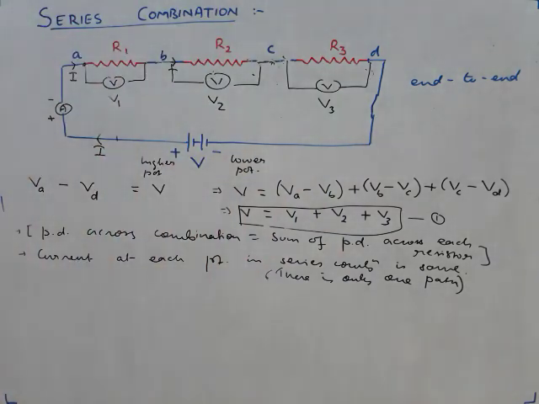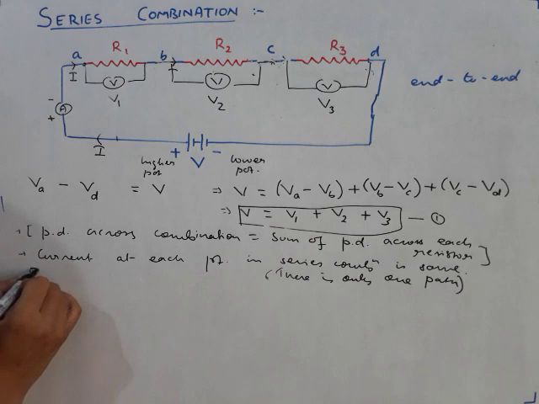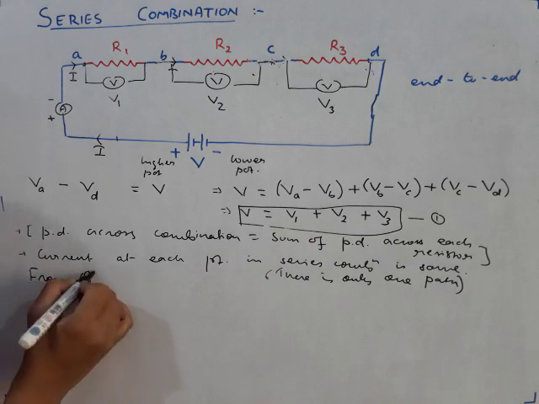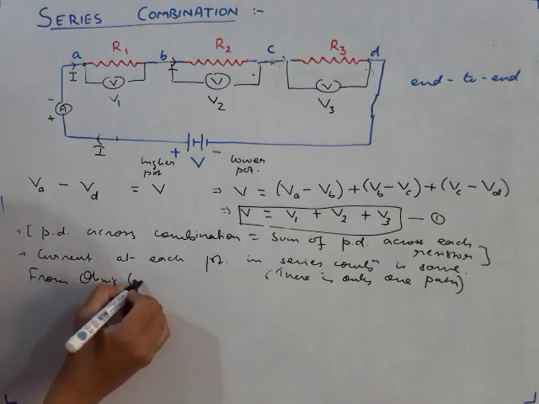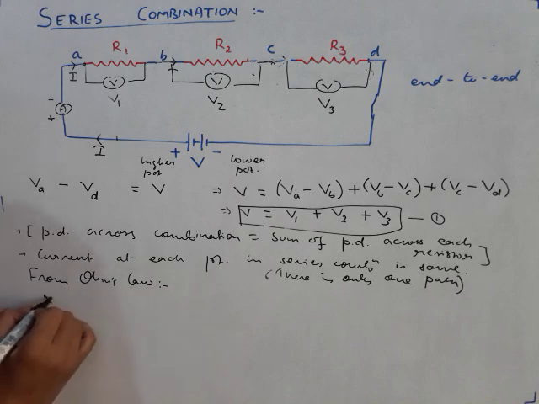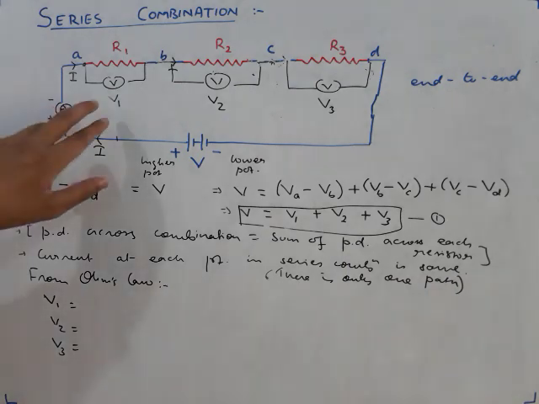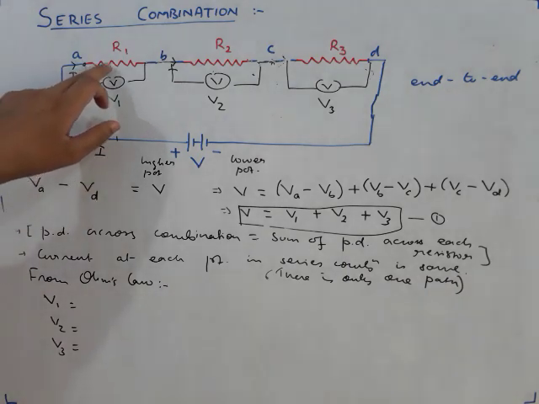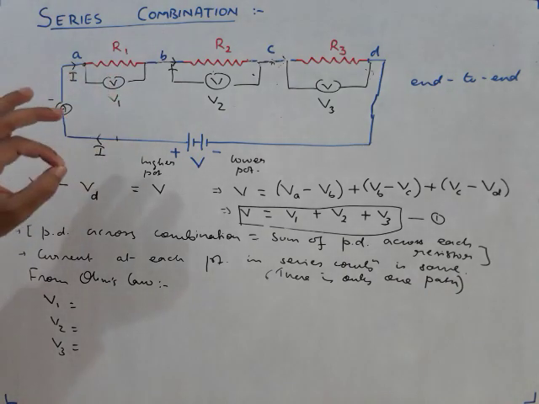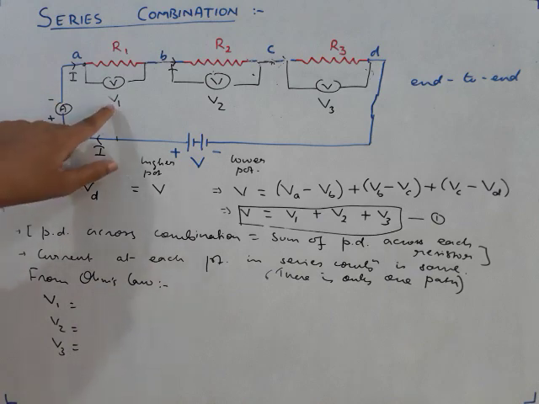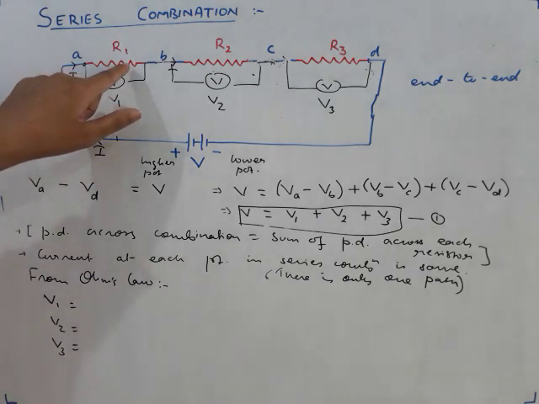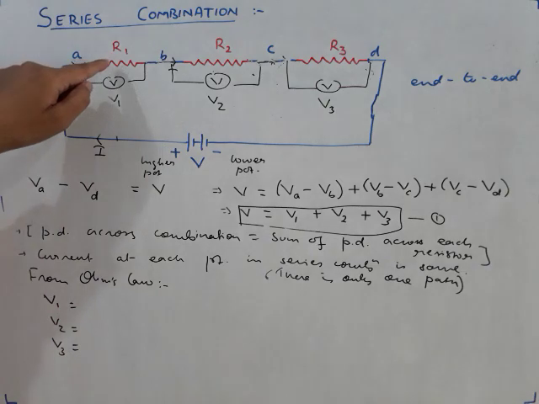Now we'll use Ohm's law. From Ohm's law, we'll write the values of V1, V2 and V3. What would be our V1? V1 is the potential difference across resistance R1. Ohm's law says V is equal to IR. So this V1 is equal to current through this resistance multiplied by the value of resistance.